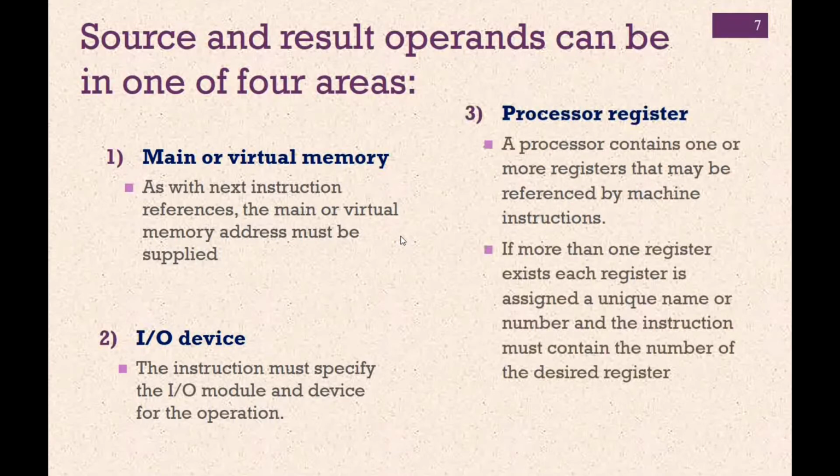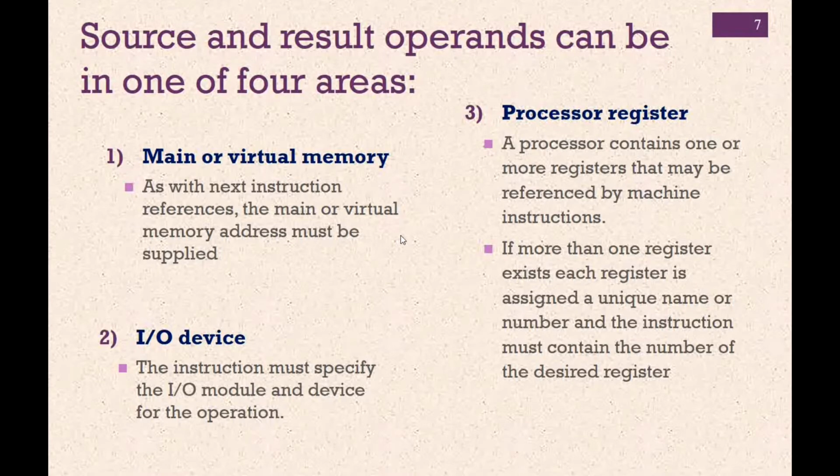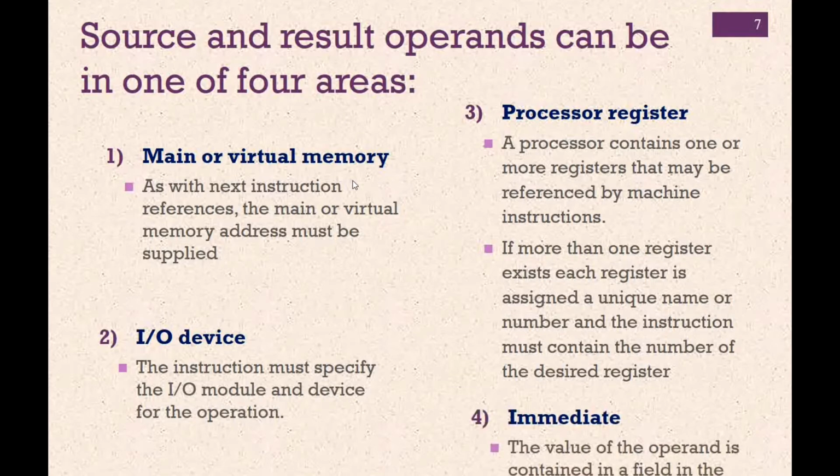The third is the processor register. A processor contains one or more registers that may be referenced by the machine instruction. If more than one register exists, each register is assigned a unique name or number, and the instruction must contain the number of the desired register. The fourth is immediate: the value of the operand is contained in a field in the instruction being executed.